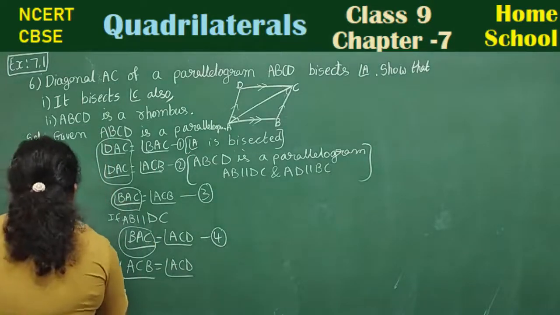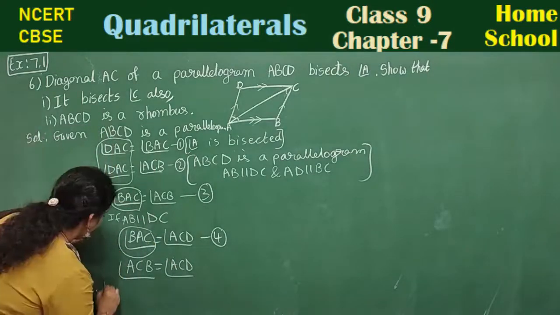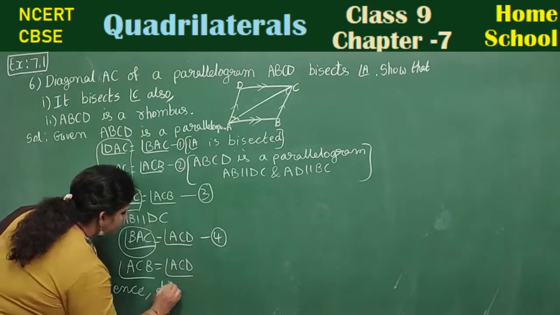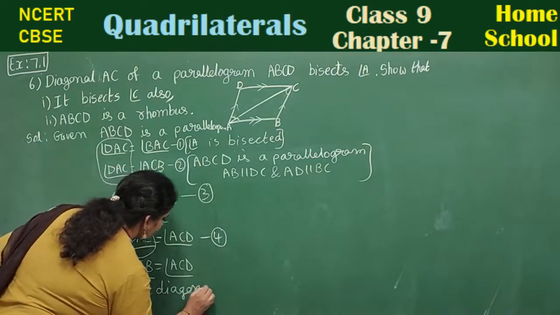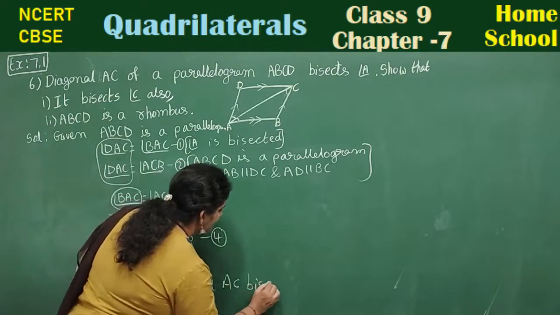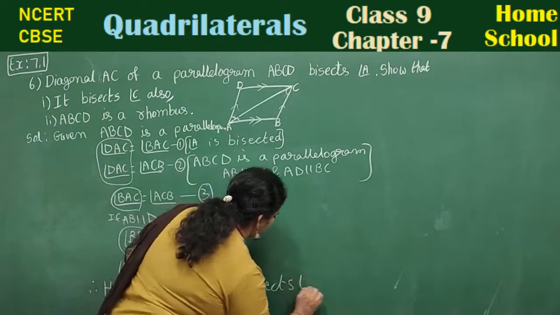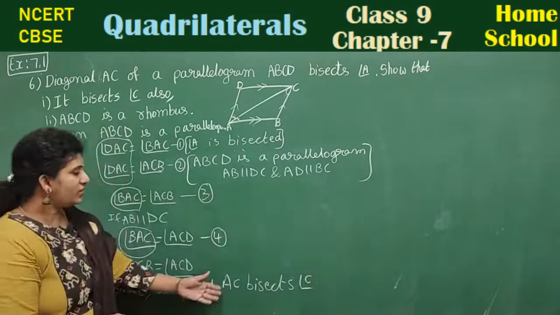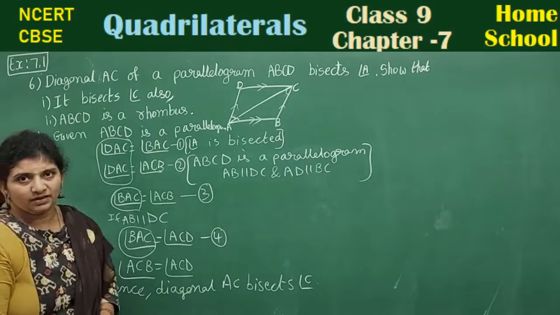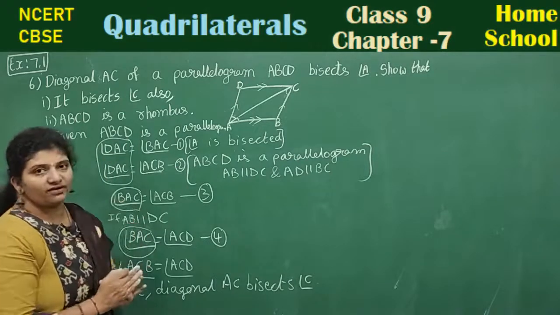Therefore, what is the line we are going to write here? Hence, diagonal AC bisects angle C. This is the only thing we need to prove. Diagonal bisects angle C. Okay, once again look here carefully.